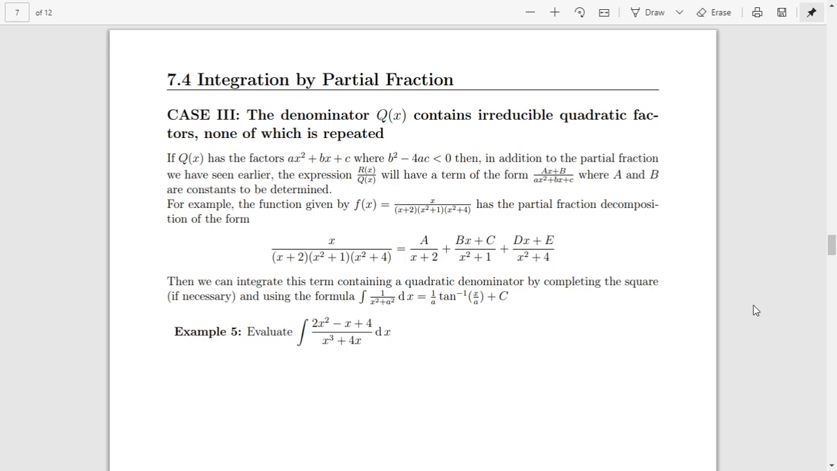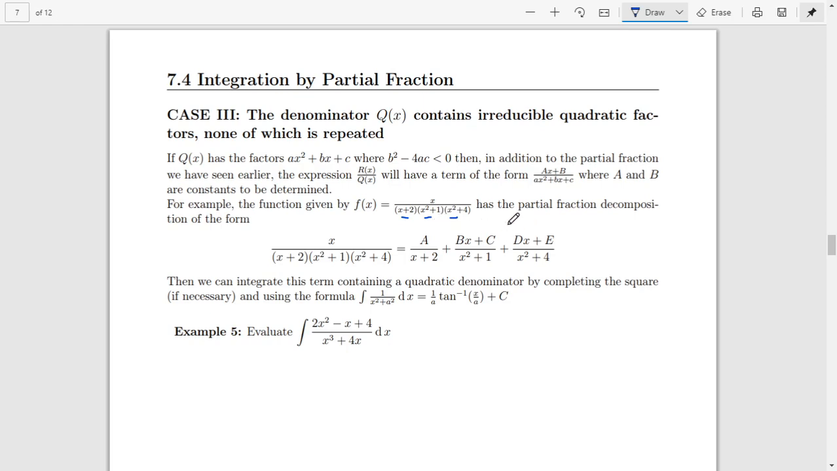For example, assuming that we are given a function f of x equal to x over x squared times x plus 2 multiplied by this whole thing. Notice that everything in the denominator here is irreducible. This is a linear irreducible term. This is a quadratic term which can be shown to be irreducible, and this is also irreducible. That means this cannot be decomposed; we can't factor anything from this denominator again.